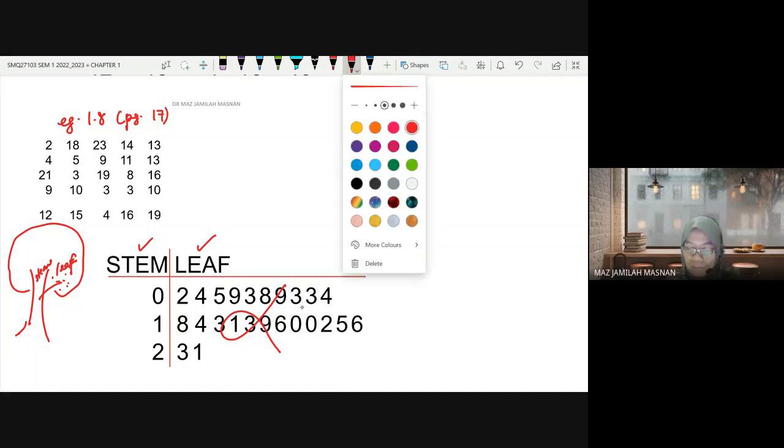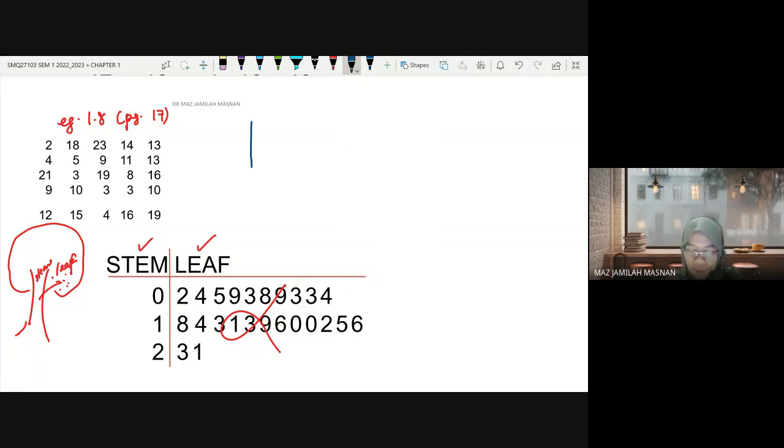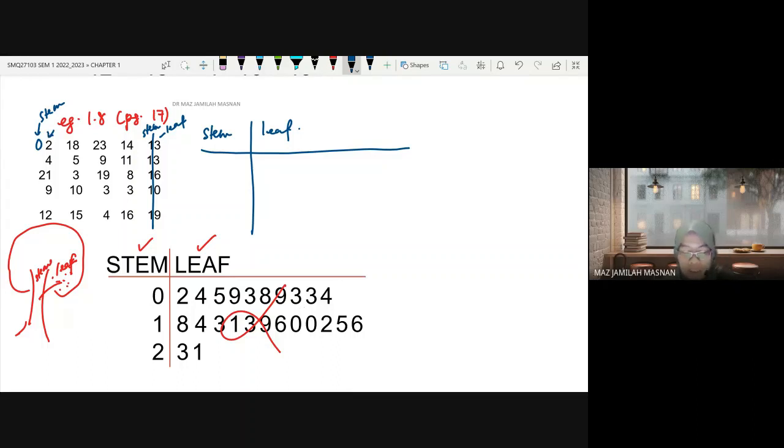You have this data. How do I plot my stem and leaf? What you should do is have your stem part and your leaf part. The stem would be the inner value. So this is the stem and this one will be the leaf. That's how we put them together. So here, what is the stem? The stem is 0, and the leaf is 2. Now, let us put them together.